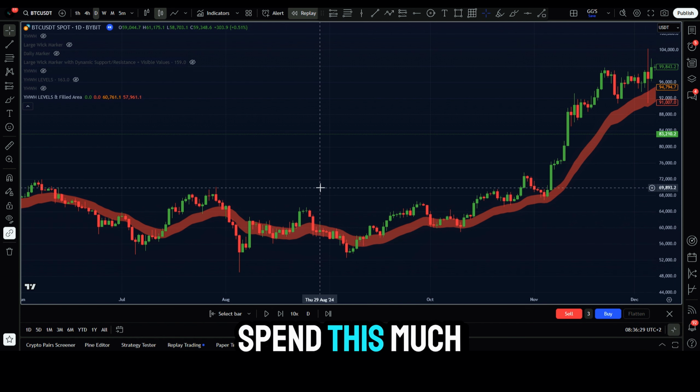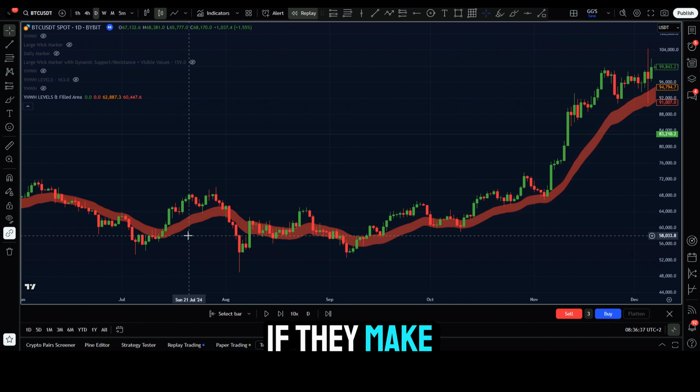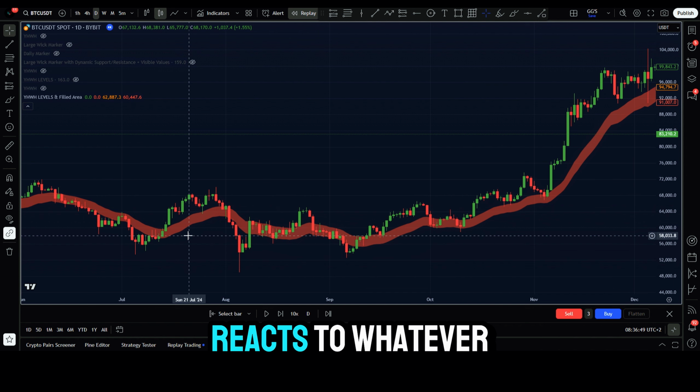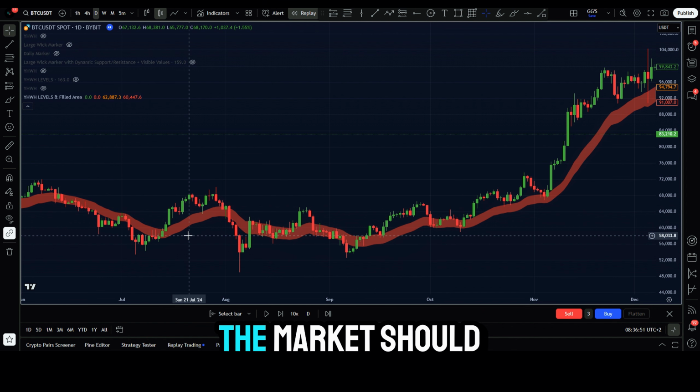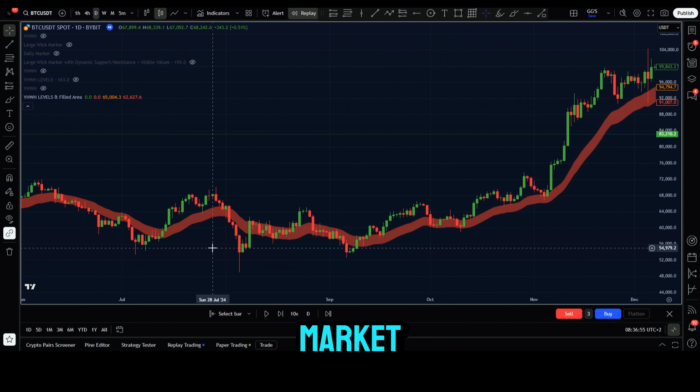They don't want to spend this much just to make you understand something incorrectly, right? Because they know that if they make enough people think something is where they get the opportunity to do the opposite, because the way the market works is that it takes liquidity, it takes money to fill the orders, and then it reacts to whatever direction the market should be reacting. So that's why people are interested in manipulating the market.